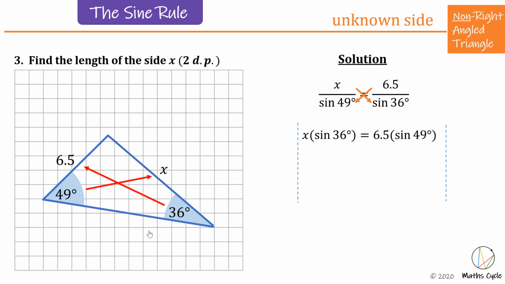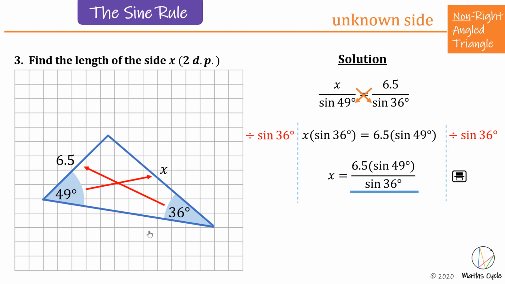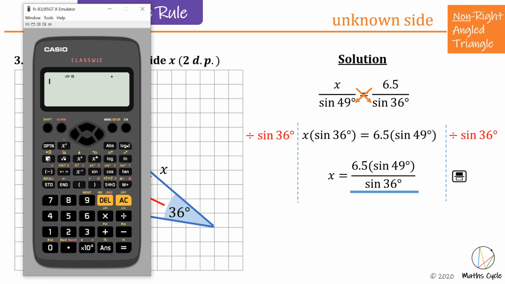X is multiplied by the sine of 36. To reverse that, divide by the sine of 36. So that cancels it off on the left for me and leaves the X that I'm looking for. And on the right, I have 6.5 times the sine of 49 degrees divided by the sine of 36 degrees. As I said, leave it in your ratio form because it'll go straight into the calculator like that. So we have the ratio of 6.5 times the sine of 49, end bracket, arrow down to your denominator, put in the sine of 36, end bracket, out of your denominator, equals.